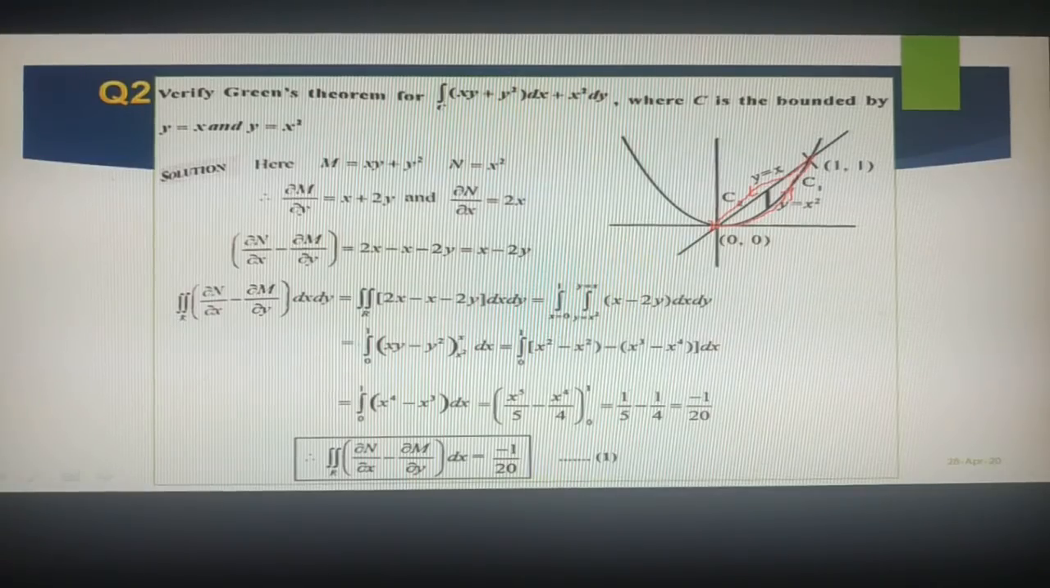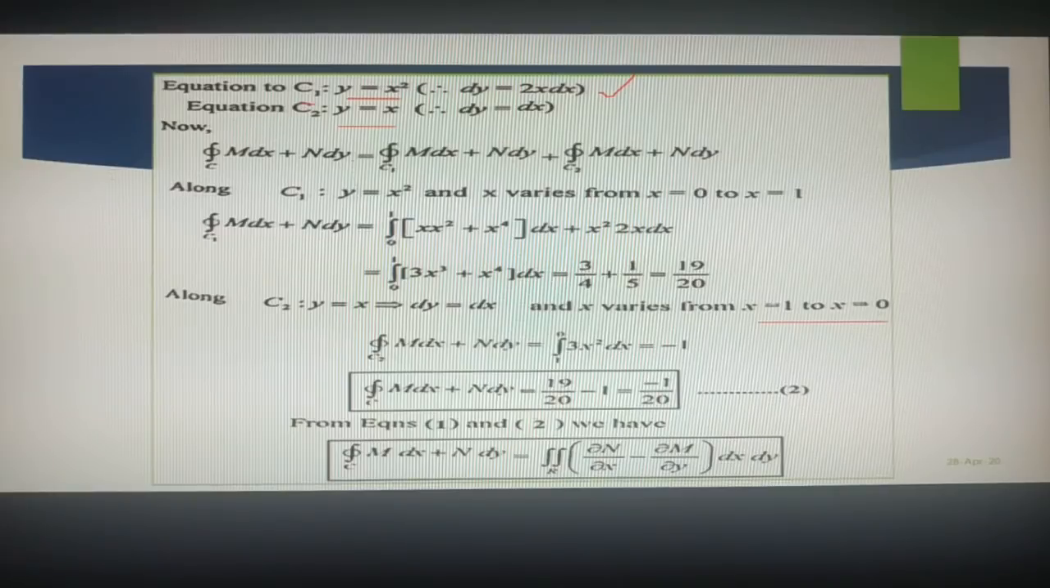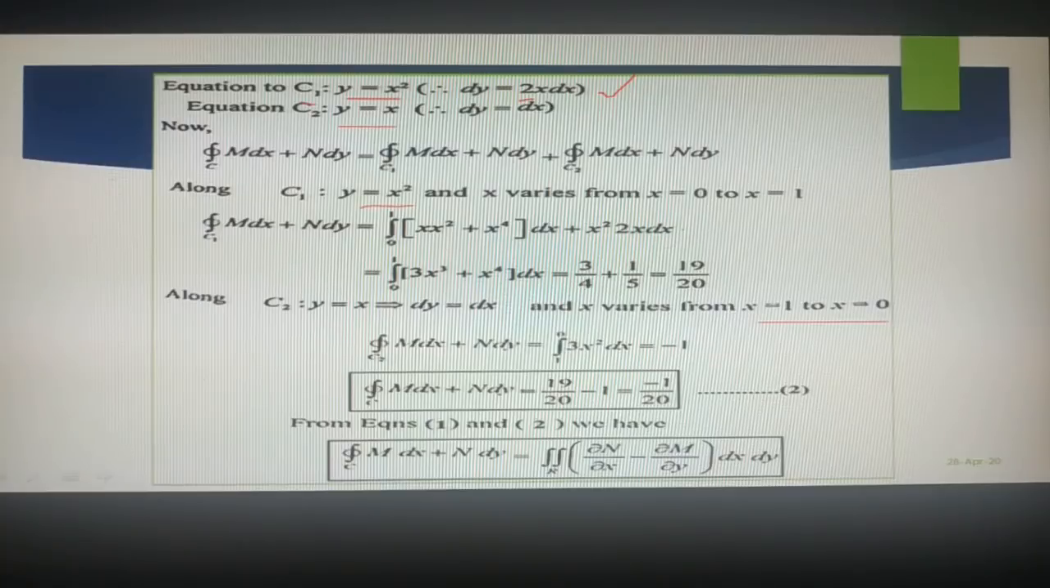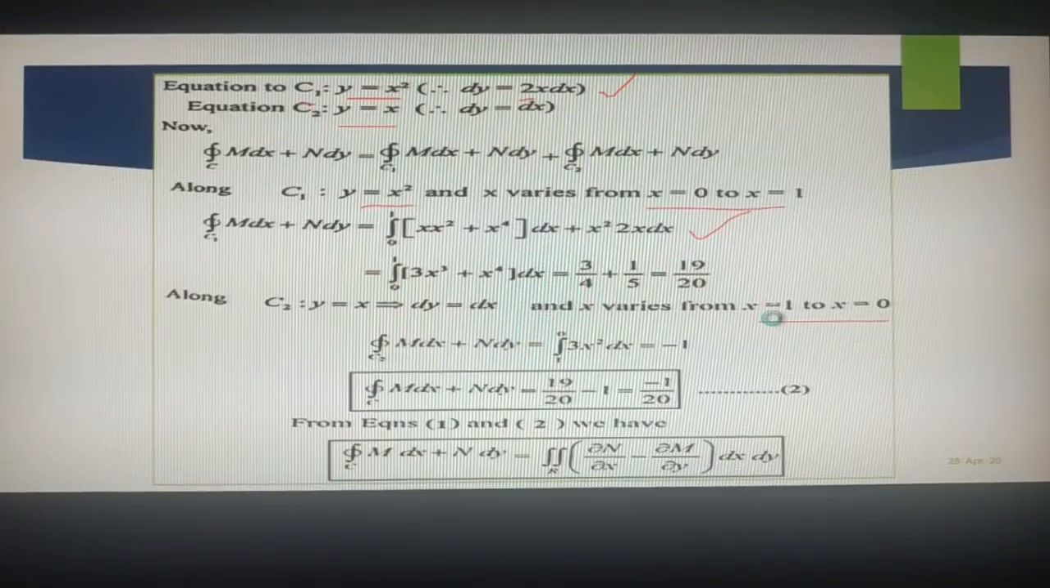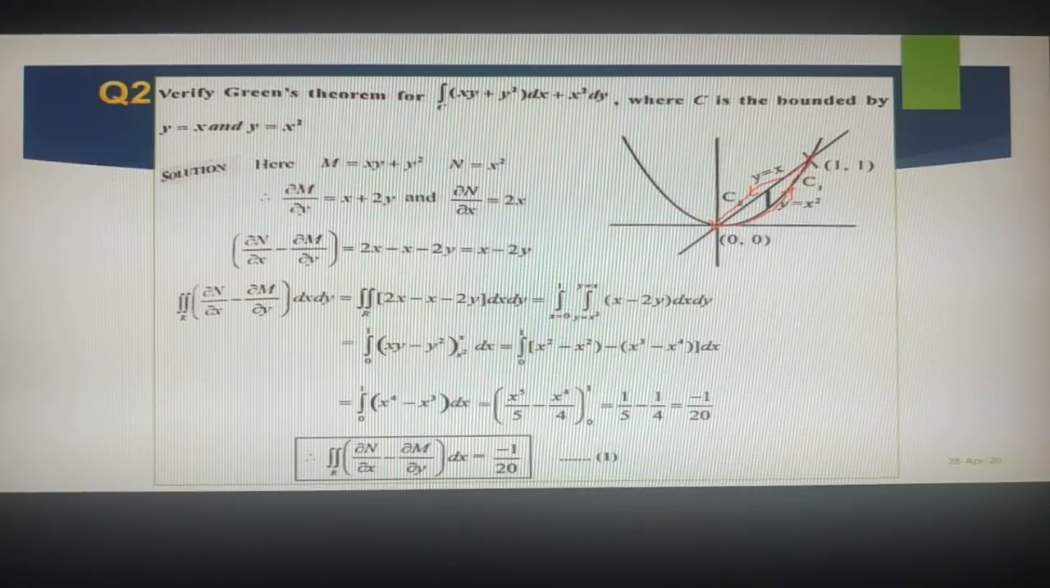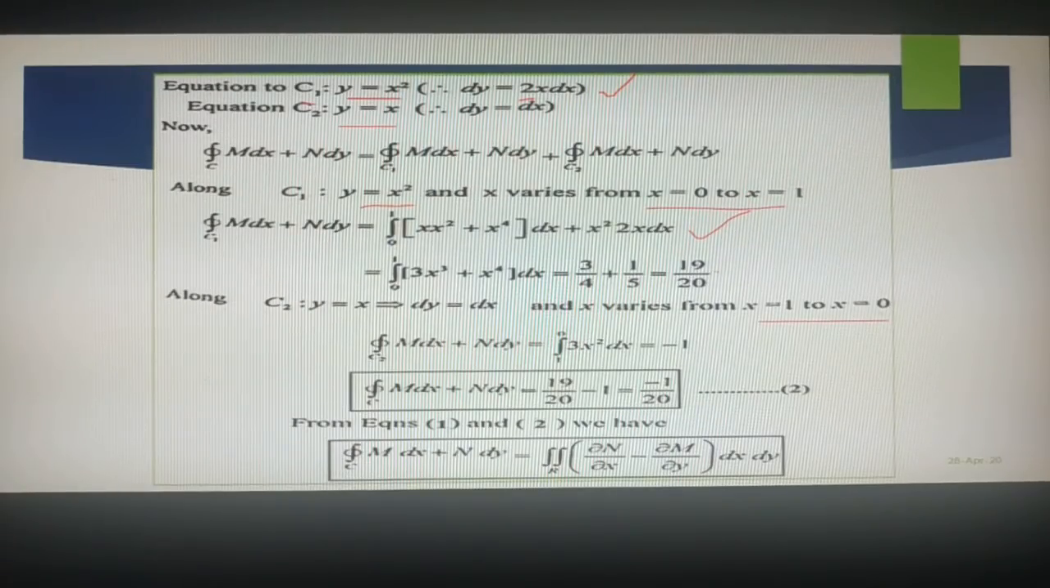So the limits for C1: of course, when you are differentiating y is equal to x square, we have dy is equal to 2x dx. So in place of y I can substitute x square, in place of dy I can substitute 2x dx, because the whole problem will be in terms of x. Of course x is varying from 0 to 1. Here the limits for x are 0 to 1, so that very easily we can evaluate it. So this we can get.